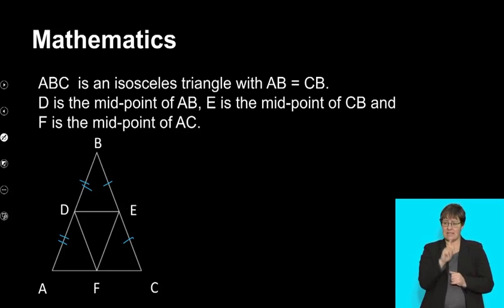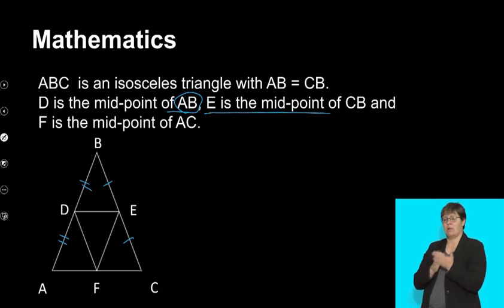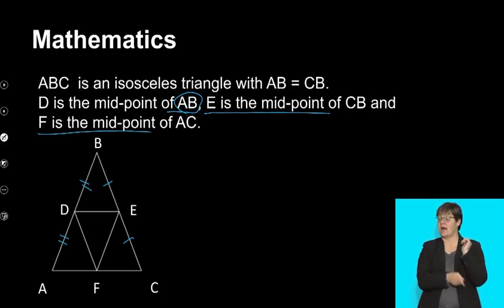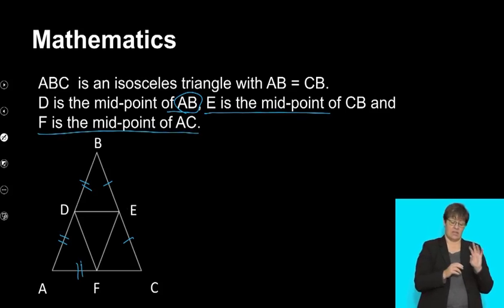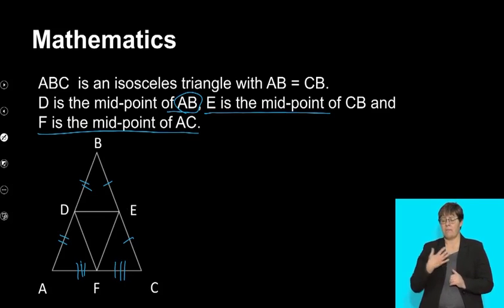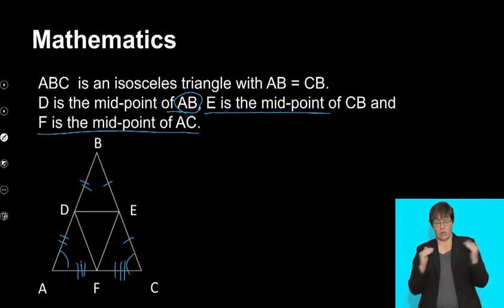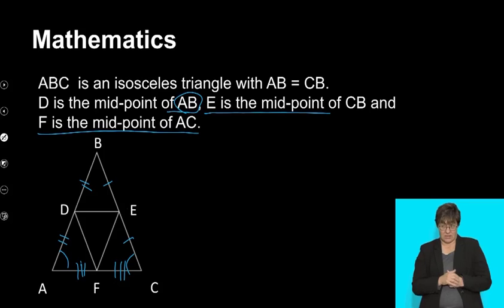So D is the midpoint of AB, I've already shown that. E is the midpoint of CB, I've also already shown that. The last thing will be the midpoint of now AC, meaning this one here will now be equal to that one there. But what do I now know? I know that angle C is equal to angle A because they said it's an isosceles triangle, right?